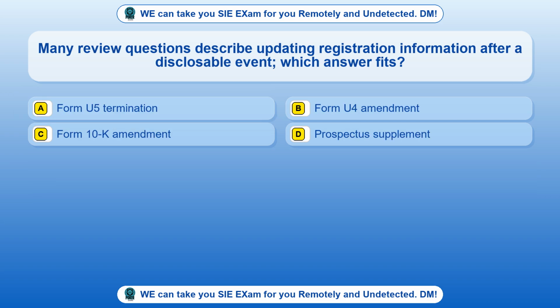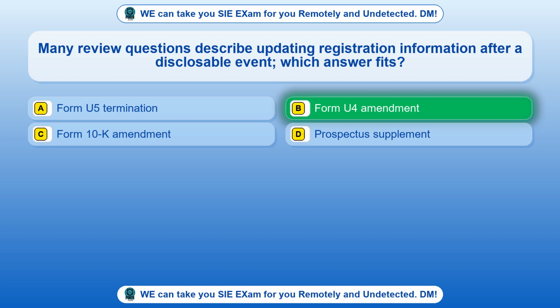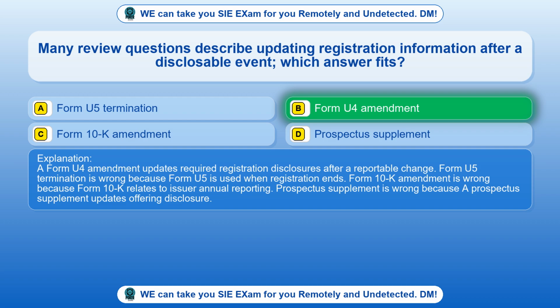Question 94. Many review questions describe updating registration information after a disclosable event. Which answer fits? Option A, Form U5 termination. Option B, Form U4 amendment. Option C, Form 10K amendment. Option D, prospectus supplement. The correct answer is option B, Form U4 amendment. A Form U4 amendment updates required registration disclosures after a reportable change.